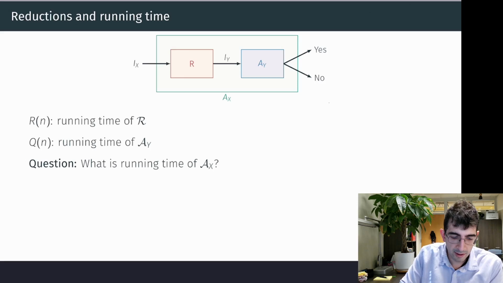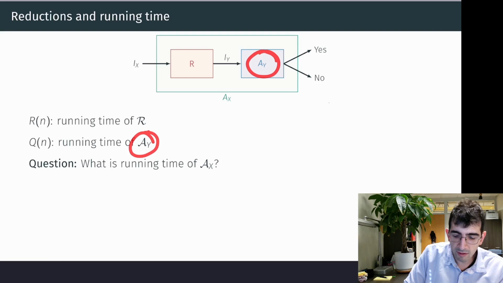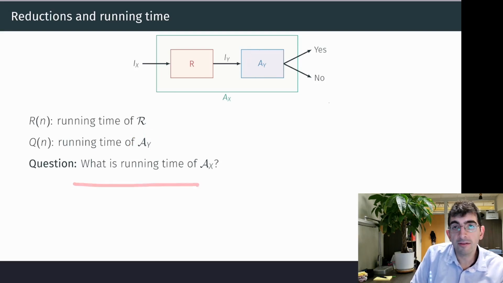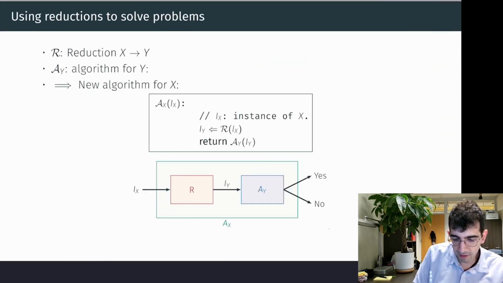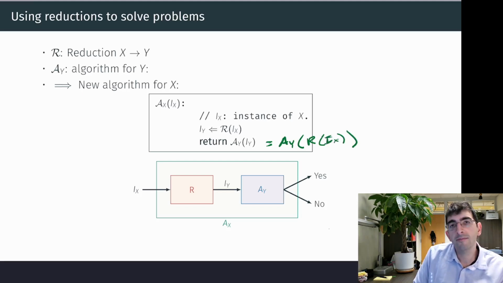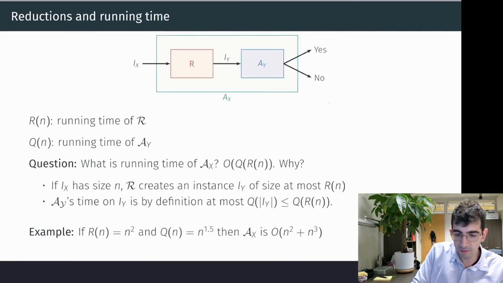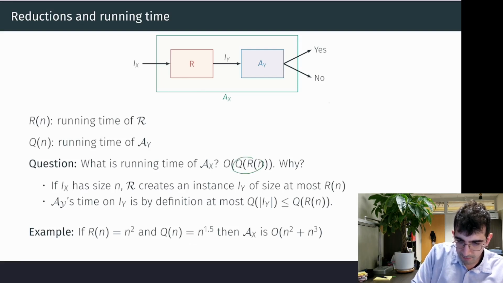Let's say R(n) is the running time of the reduction, and Q(n) is the running time of the algorithm that solves Y. Then what is the running time of Ax? Remember this function here, namely that this algorithm returns Ax of Ix, which is simply equal to Ay of R of Ix. So what would the running time of the algorithm for X be? It would just be the nested functions, Q of R(n).